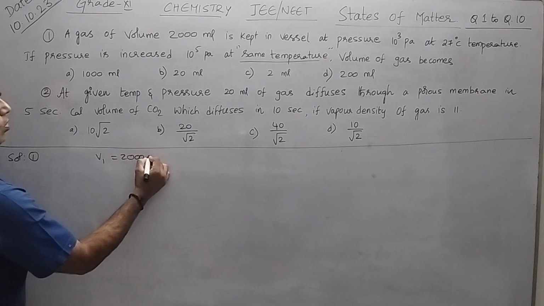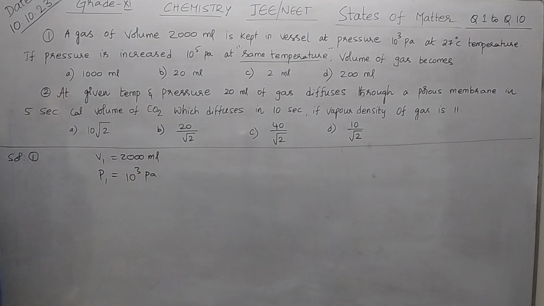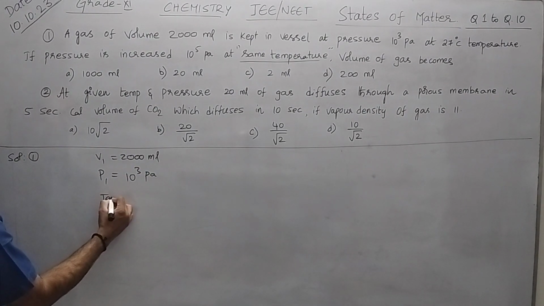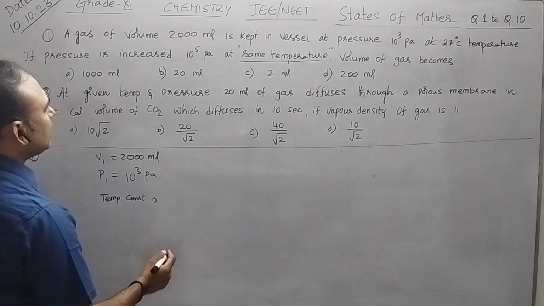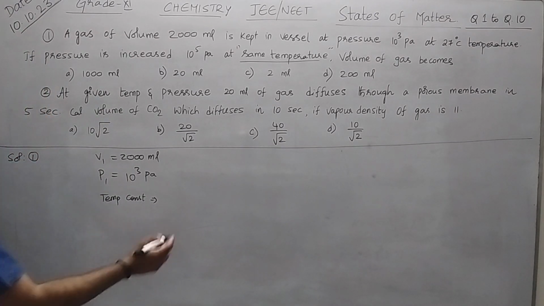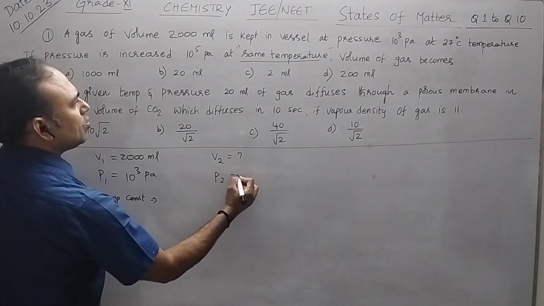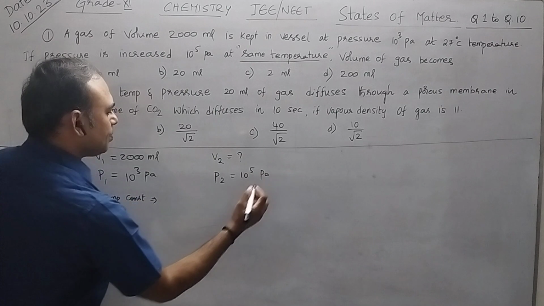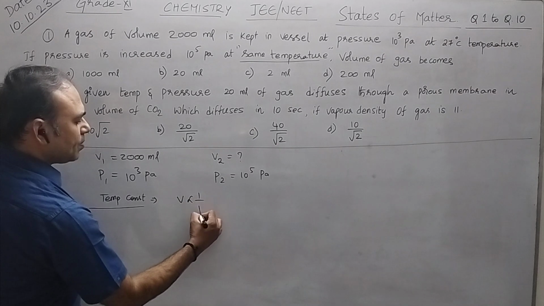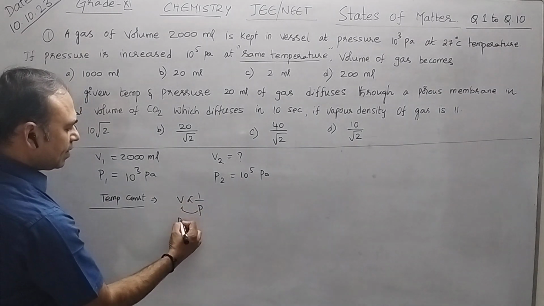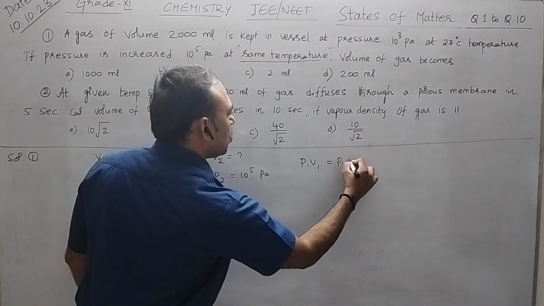V1 is 2000 ml and pressure P1 is 10 power 3 Pascal. Now temperature they maintained constant. Let us write temperature is constant, nothing but 27 degrees plus 273 Kelvin. Now if you observe here, they are asking to find out the final volume if P2 is 10 to the power of 5 Pascal. You know this, if you are maintaining temperature as constant, what will happen? The volume is inversely proportional to pressure. So we can take it as PV constant. So the formula is P1 V1 is equal to P2 V2.